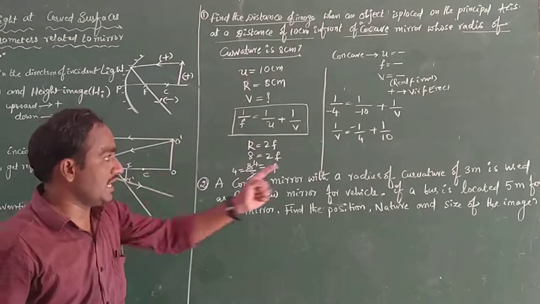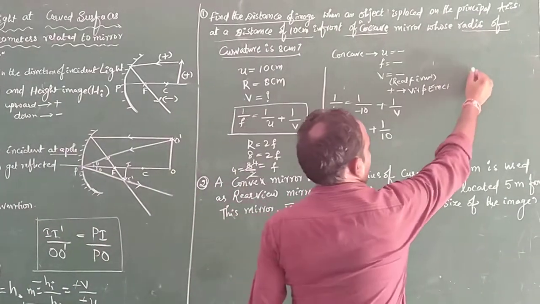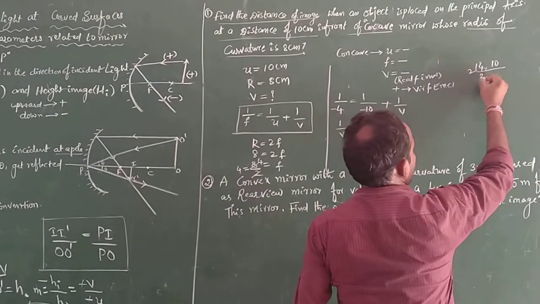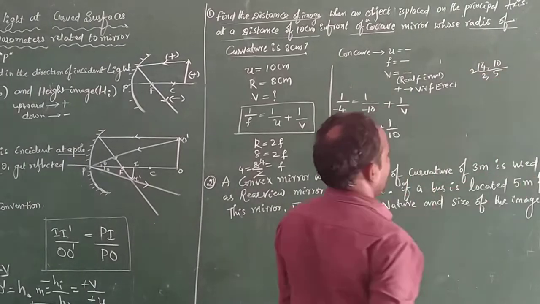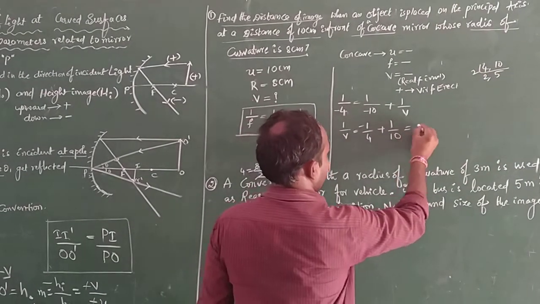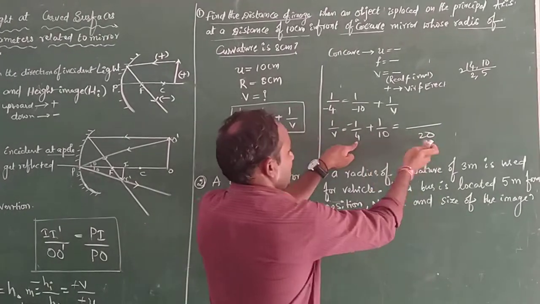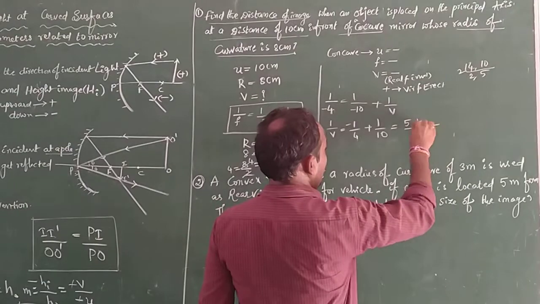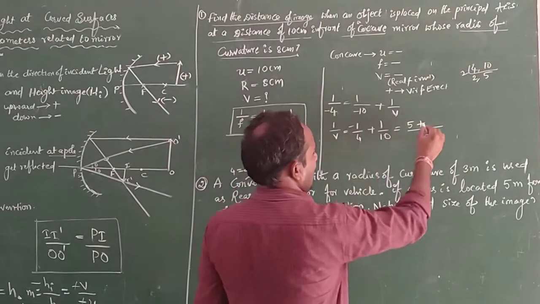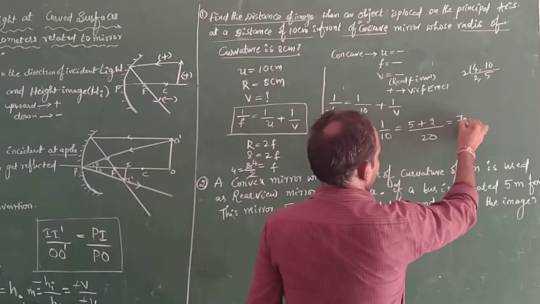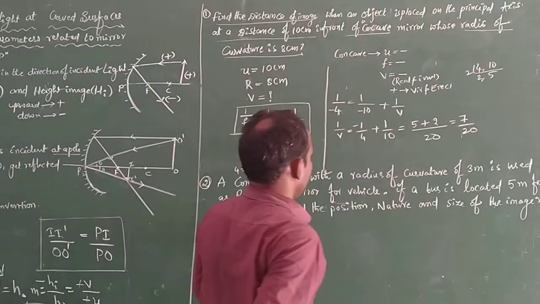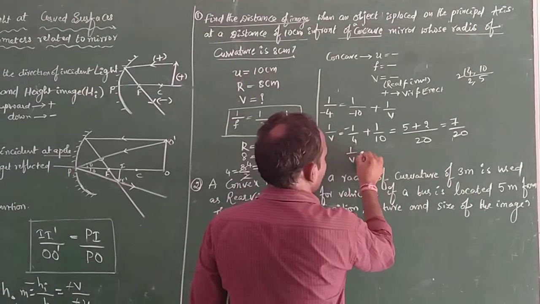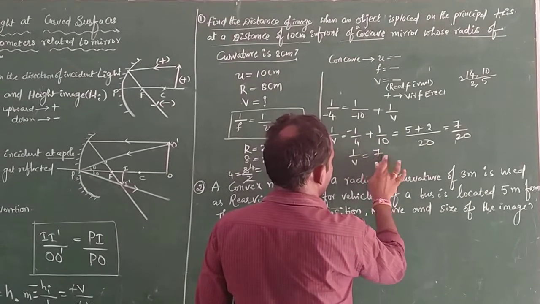So here you know the LCM of 4 comma 10. The LCM of 4 comma 10, 2 5s are... so the answer is 20. So here LCM is 20. 20, how many times will it go? 4, 5s are. And 10, how many times will it go? 2 times. So here 7 by 20. So 1 by V is equal to 7 by 20.